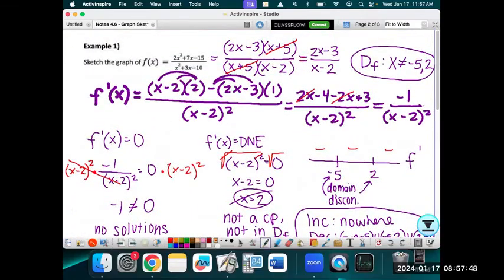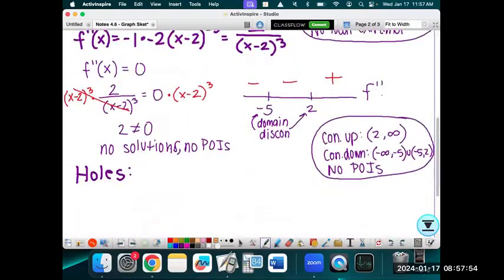There was a factor that we were able to cancel out of the numerator and denominator. So x plus 5 equals 0 is a hole. Now remember, we are looking to end up plotting this, so we do want the y value for that hole as well. That way I can plot it like a coordinate.